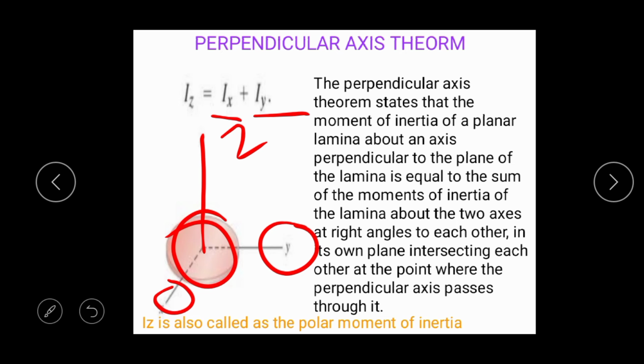This Iz, the moment of inertia about the z axis, is also known as the polar moment of inertia, and these x, y, z axes should be orthogonal to each other. That means the angle between these three axes must be 90 degrees. Otherwise we cannot apply this perpendicular axis theorem.